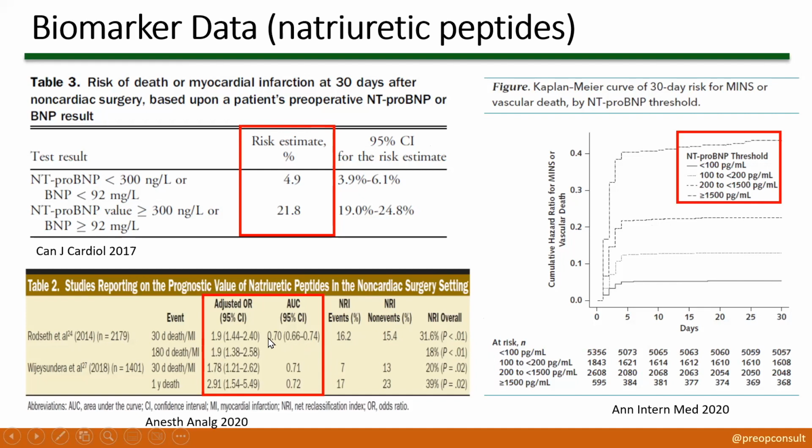And on the bottom here, you see the adjusted odds ratio for having complications based on the use of natriuretic peptides is approximately 2. And the area under the curve for predicting things was about 0.7. So it's okay, but not great, but not bad.